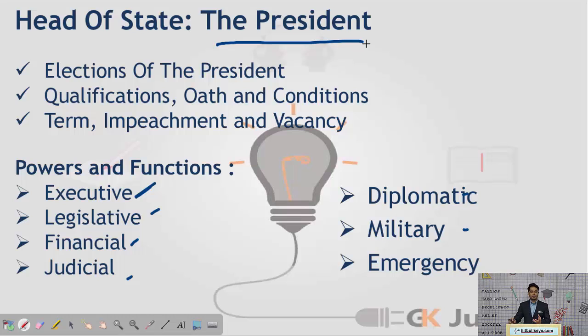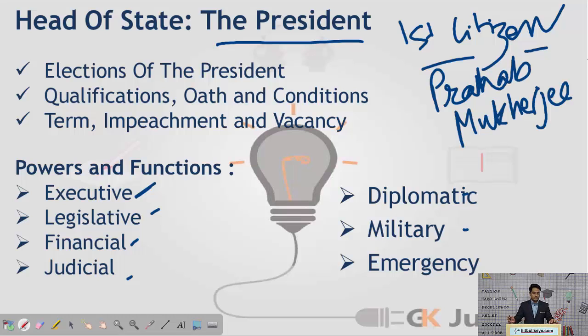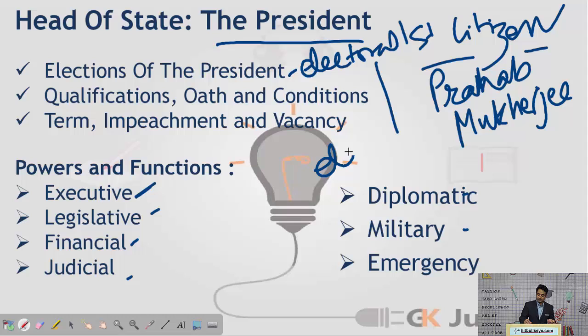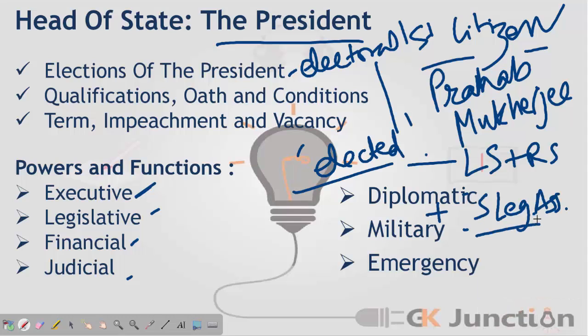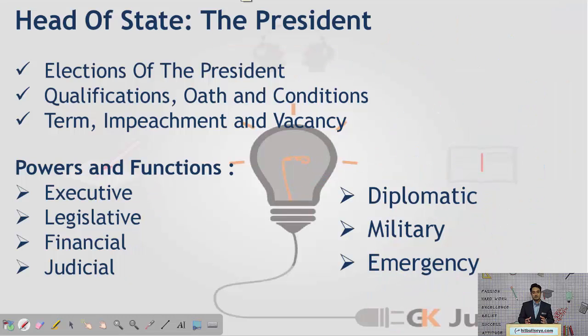The president is also known as the head of the state or the first citizen of India. At present, Mr. Pranab Mukherjee is the head of the state, the president. The election of the president is as such. It is not a direct election, but rather an indirect form of election in which members of the electoral college vote. This electoral college consists of elected members of both Rajya Sabha and Lok Sabha, elected members of all the state legislative assemblies, as well as the legislative assemblies of Delhi and Puducherry. So this is the electoral college which votes for the president.